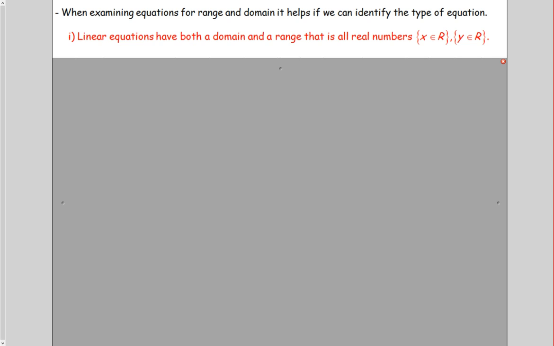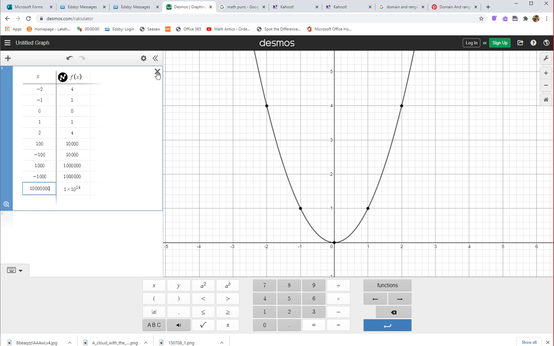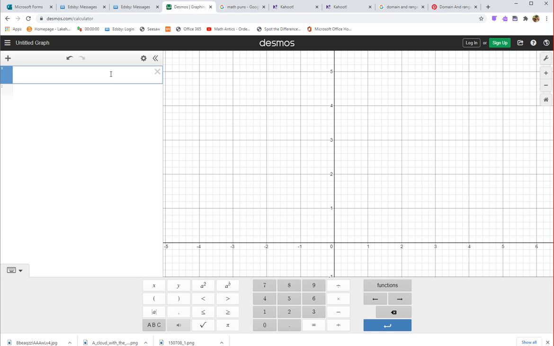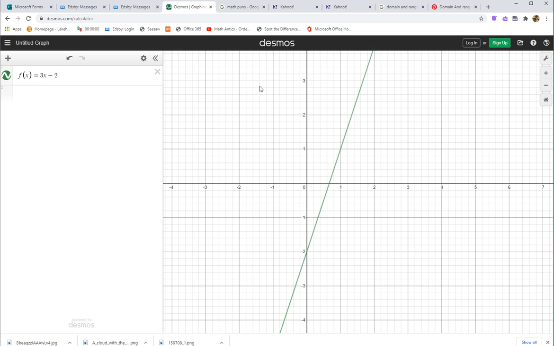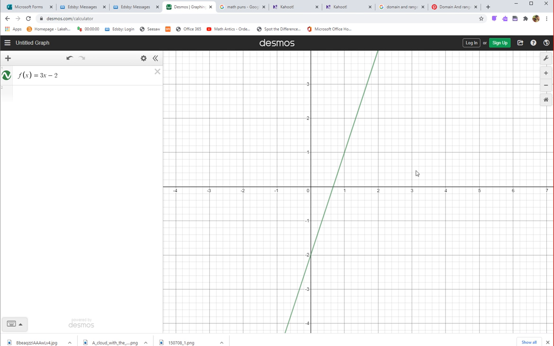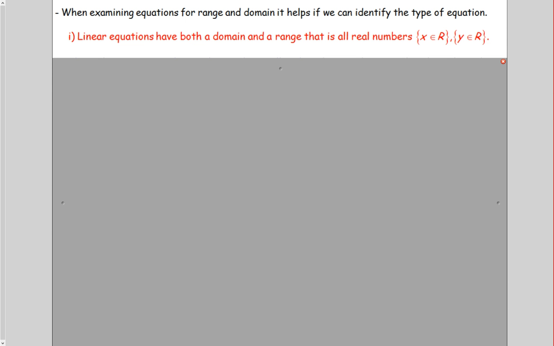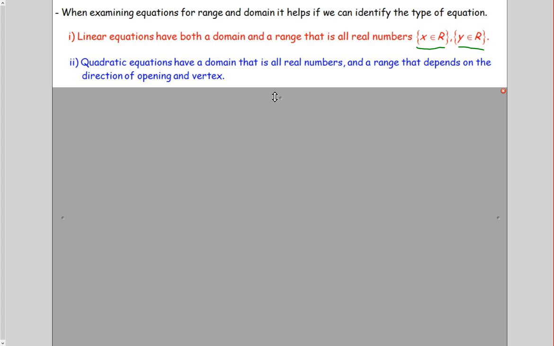If we go to Desmos for a moment, we get rid of this. If we just put in a line, I'll say f of x equals, I don't know, let's pick a line here, 3x minus 2. Okay, so there's my line. This line will keep going on and on and on forever, and you could have any x value and any y value. So anytime you've got an equation of a straight line, you're just going to have x is an element of real numbers, y is an element of real numbers, and you're done. Nice and easy.